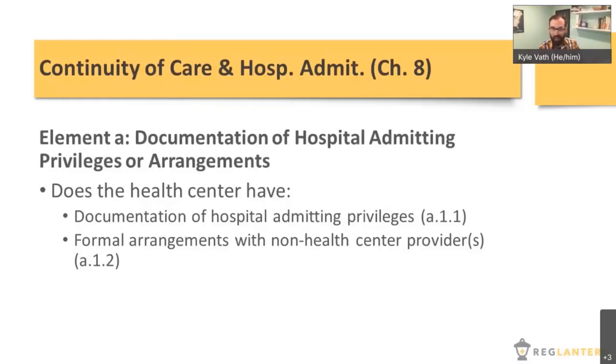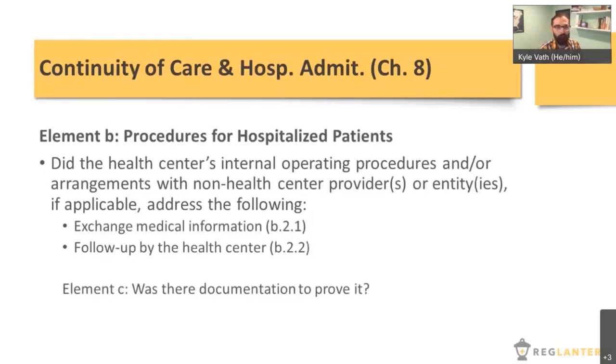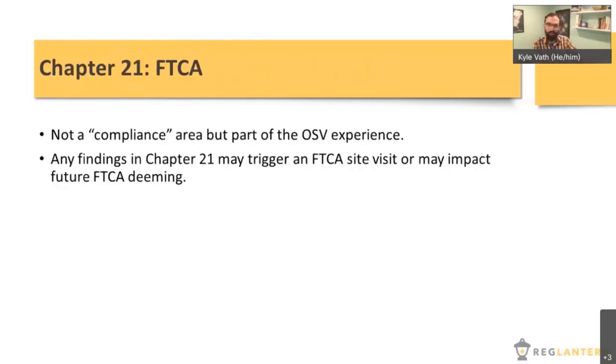Most everybody has hospital admitting privileges. Make sure you have those documentation pieces in place. Either your providers have hospital admitting privileges, or you have a relationship with someone who does. Most of you will have policies for exchanging information with hospitals as a continuity of care piece. Most people don't struggle with that.